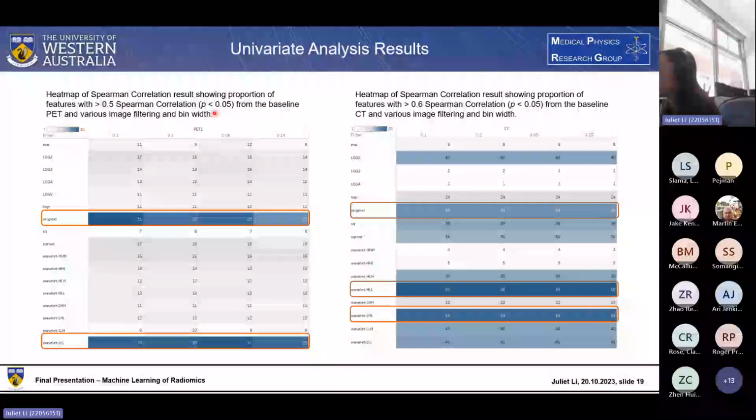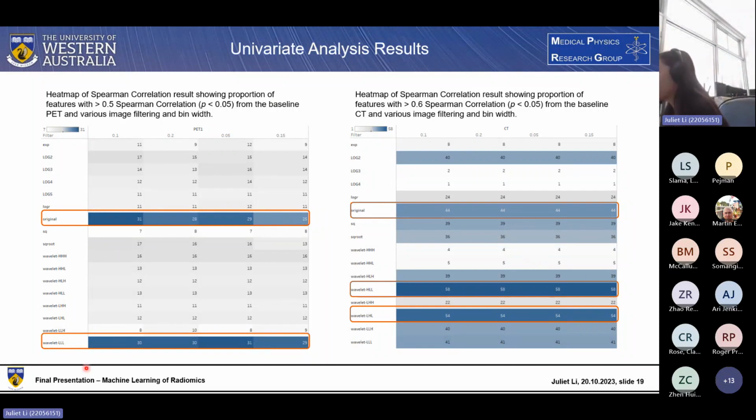This heat map on the left is showing the amount of PET features, taking a cutoff of 0.5, that are associated with the follow-up calcium score. And the heat map on the right is showing the amount of features from CTs that are correlated to the follow-up calcium score. We can see the wavelet LLL filter and the original image gave the higher percentage of features with good predictability. And for CTs, it's two other wavelet filters.